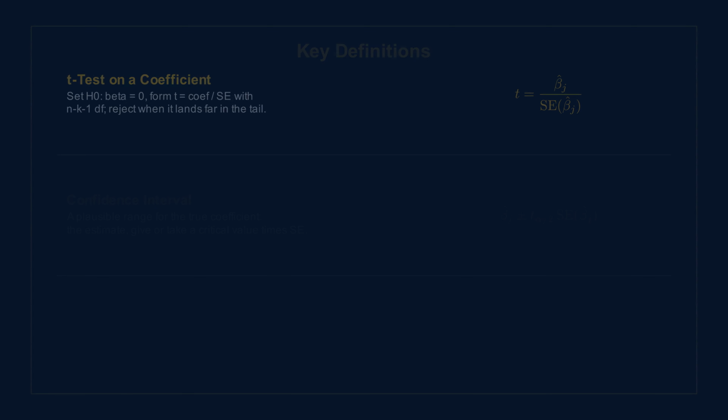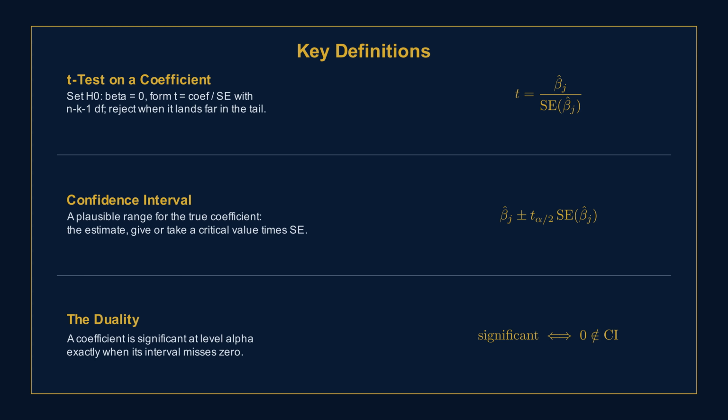So that's how we test a single coefficient. We set the null at 0, build the t-statistic by dividing the coefficient by its standard error, and check how far out in the tail it lands. The confidence interval carries the exact same verdict. If it misses 0, the coefficient is significant. If it contains 0, it isn't. This is just the same inference framework from earlier in the course, but now we point it at one regression coefficient at a time.